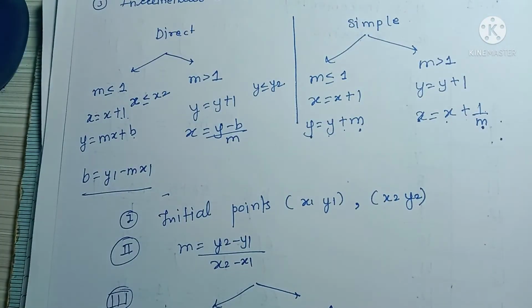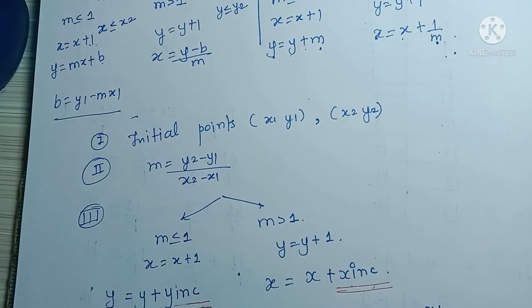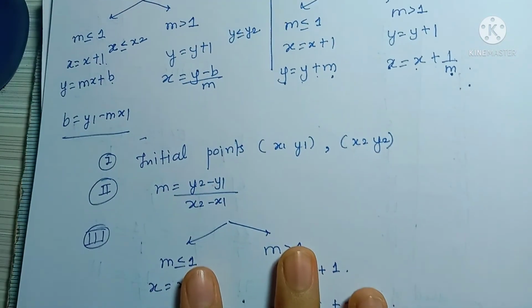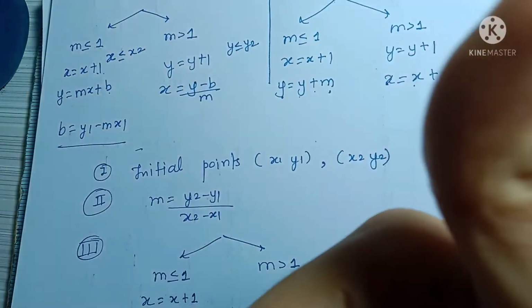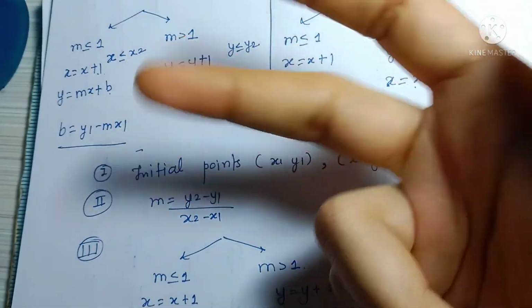हम लोग यहाँ पर भी x में इंक्रीमेंट कर रहे हैं, y में इंक्रीमेंट कर रहे हैं. जब हम previous term का यूज़ करेंगे, हम नेक्स्ट टर्म के लिए हमेशा प्रीवियस टर्म का यूज़ करेंगे. So this is all about 3 algorithms. We studied 3 algorithms. First is direct method, second simple, and third is incremental.